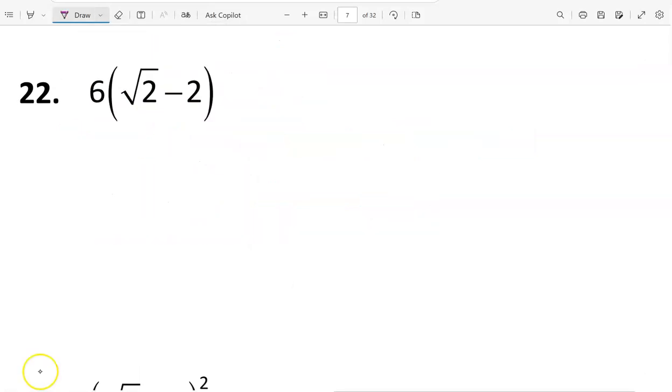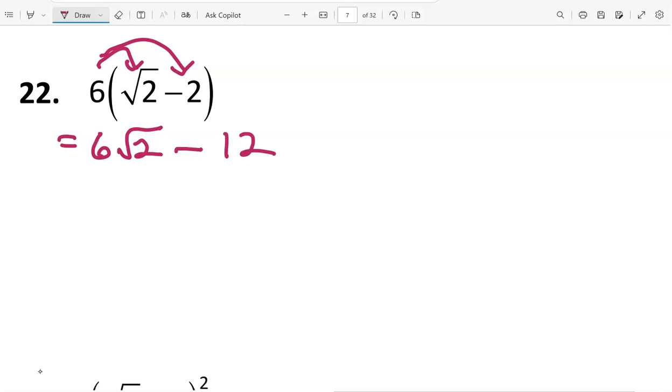In number 22, we can simplify by using the distributive property of multiplication over subtraction. So this is equal to 6 times the square root of 2 minus 12. Unlike terms, cannot simplify further. One has a radical that's being multiplied and the other does not.